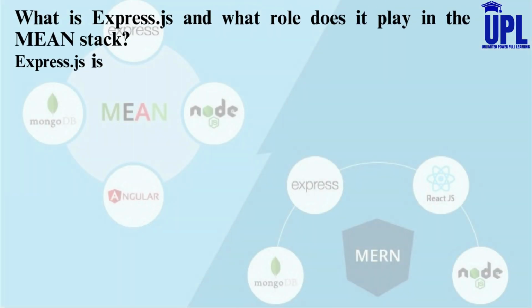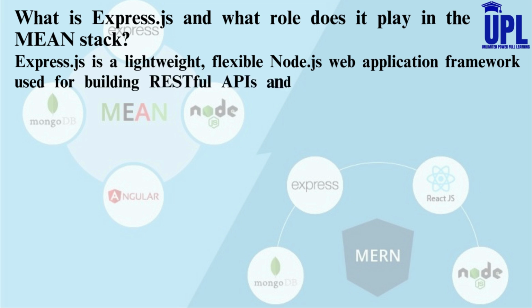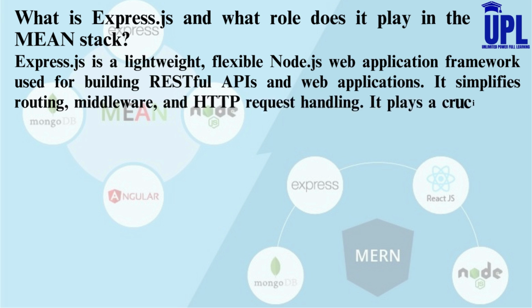What is Express.js, and what role does it play in the MEAN stack? Express.js is a lightweight, flexible Node.js web application framework used for building RESTful APIs and web applications. It simplifies routing, middleware, and HTTP request handling.